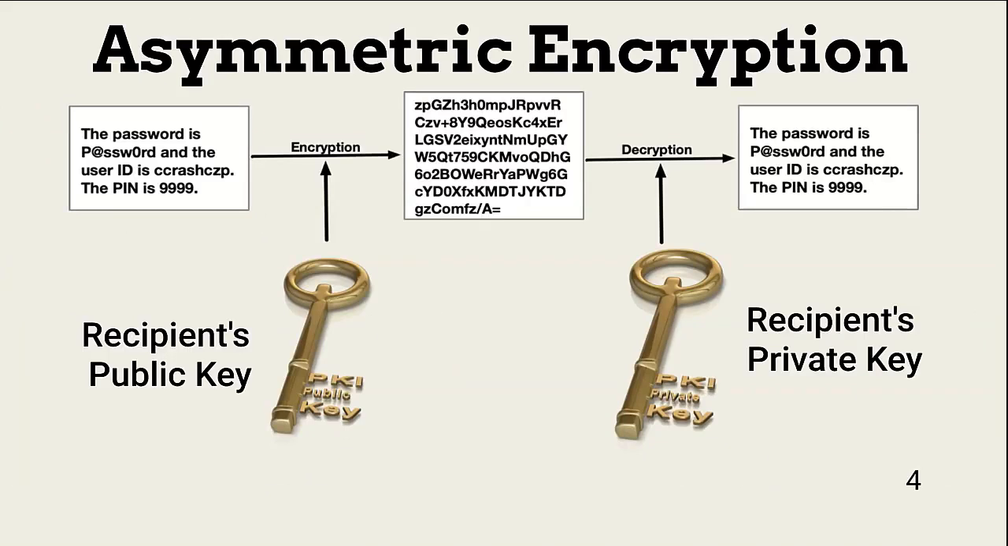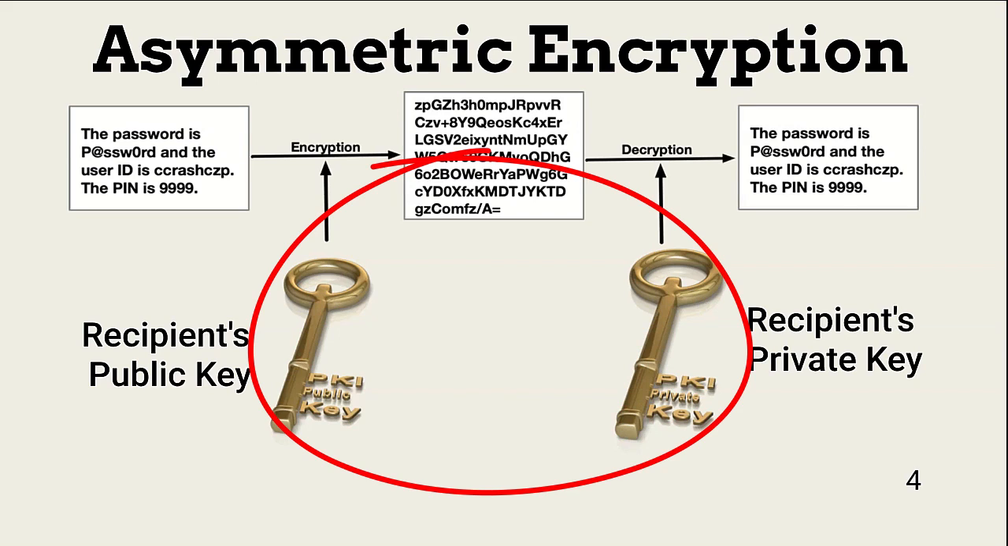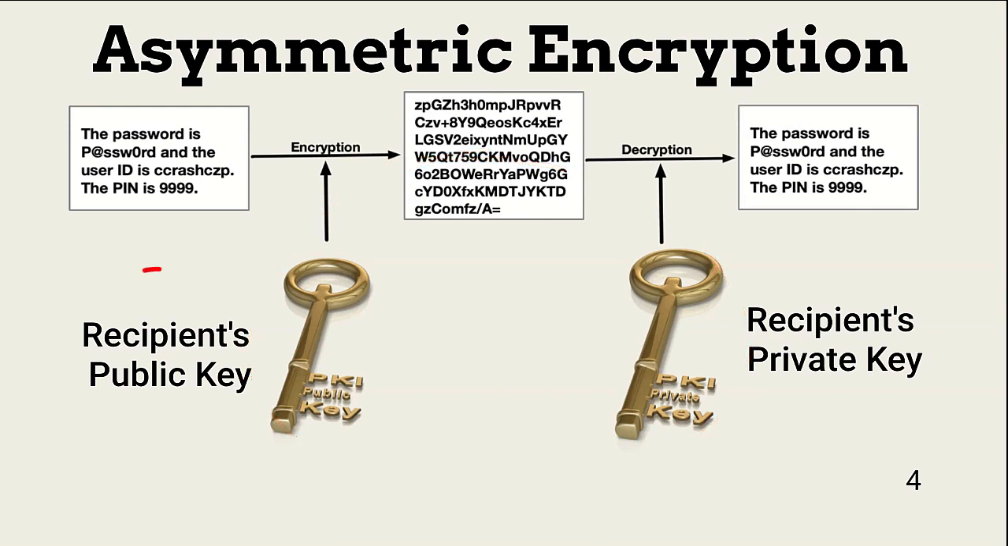Asymmetric encryption methodologies use key pairs. Each entity using asymmetric encryption is issued a public-private key pair. The most common way of doing this across an enterprise is with a public key infrastructure, or PKI.